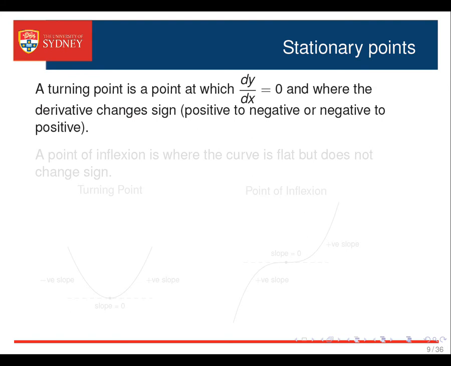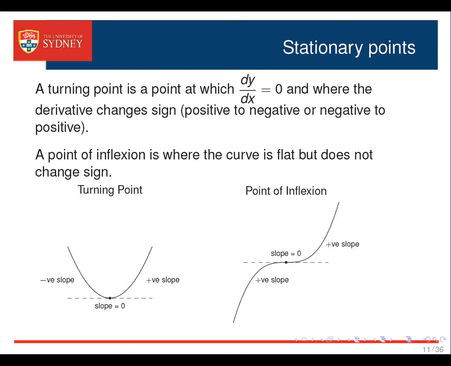A turning point is a point at which the gradient is 0 and where the gradient from left to right through the turning point changes sign. This could be from a positive gradient to a negative gradient or vice versa. A point of inflection is where the curve is flat but there is no change in signs. Here are examples of a turning point and a point of inflection.